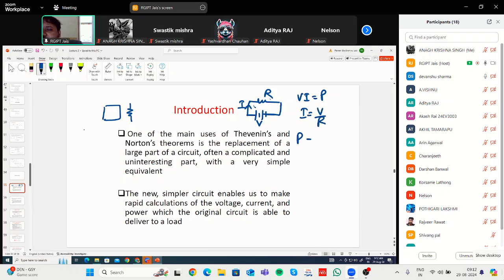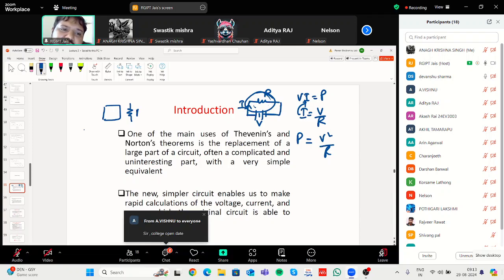So power will be V square by R. Put this value of I here. It will be V square by R or I square R. In this way, you can represent the power consumed by the load. So any load, be it your AC, be it a simple ceiling fan, you can represent in an ideal way using a load resistance because that is consuming energy.